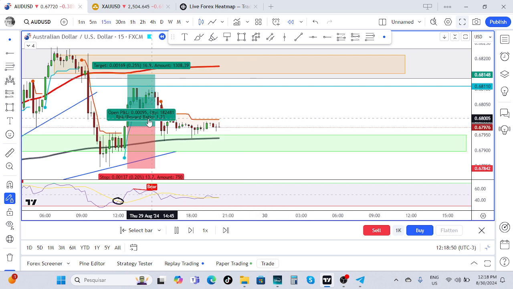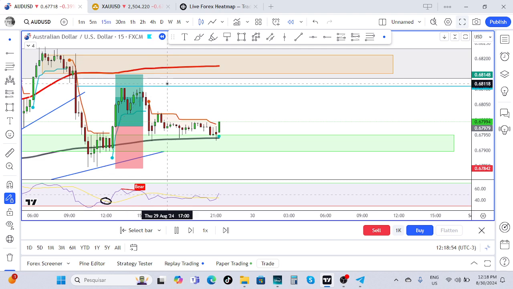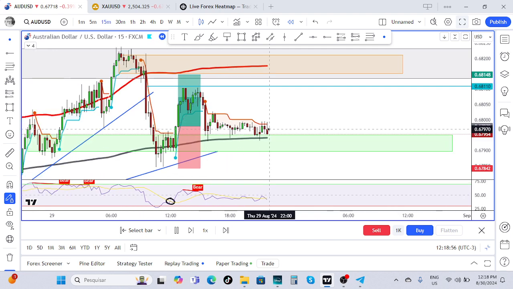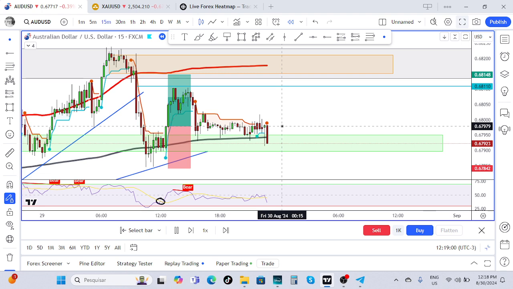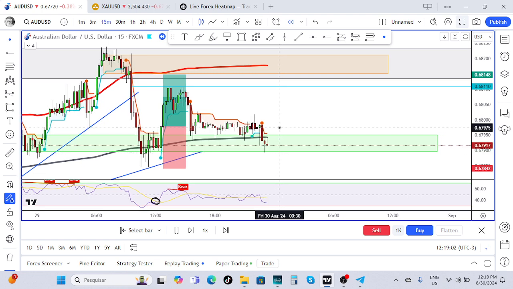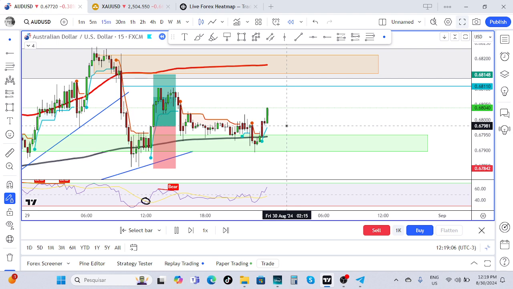So my projection is that this market is going to buy, all right, give me a profit, and after it's going to sell. And today is Friday. Right now, AUD/USD is really selling to the downside. So let's just watch as we look at how the market played out.